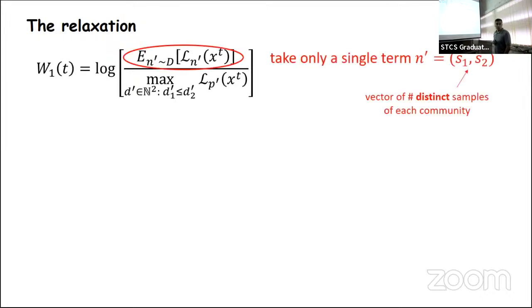Now, in terms of the numerator, what we will do is replace that expectation. The expectation is a double sum over the space of all non-negative integers. I will take only a certain number of terms in that double summation. Specifically, I can just take a single term corresponding to the vector of the number of distinct samples of community 1 and the number of distinct samples of community 2. There is one entry in this double summation corresponding to this value. I will only take that one number in my numerator and nothing else. Only one term of all the terms in the numerator expectation computation, only one term I will include.